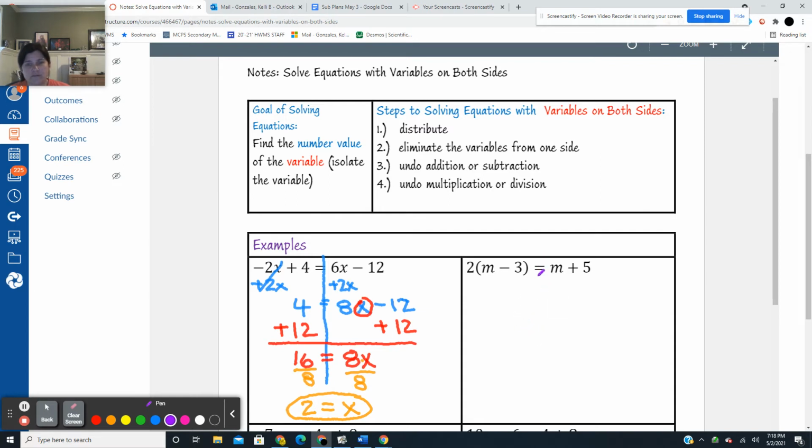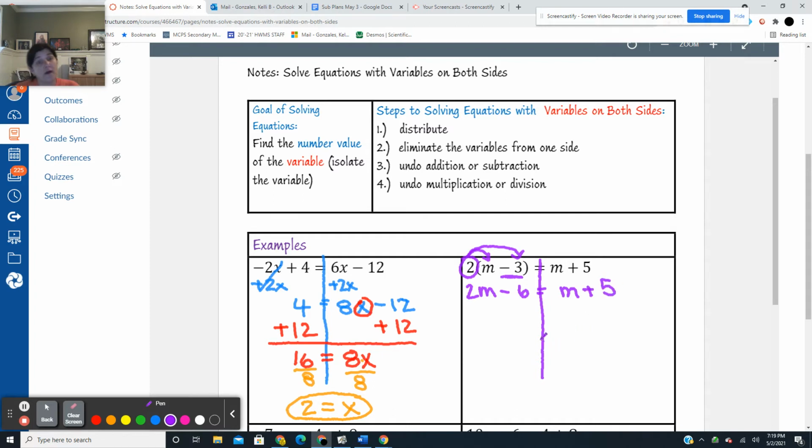So when I first take a look here, draw my line down the middle, I notice a couple things. I notice I have m's on both sides and I have parentheses on one side. So my first step is to distribute, to get rid of the times 2 here on the outside. So I'm going to just multiply that in. 2 times m is 2m. 2 times negative 3 is negative 6 equals m plus 5.